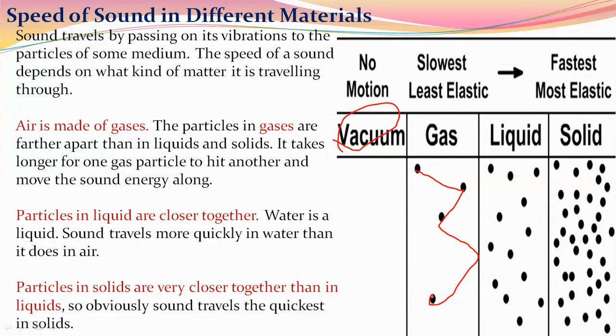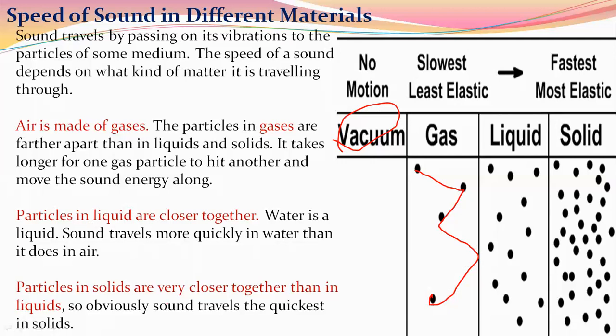traveling through that distance. If we see the particles in liquids, particles in liquids are closer together as compared to gas. So sound travels more quickly in liquids, especially in water, than it does in air. That's why for animals which produce sounds in the water, the sound is louder as compared to that produced in the air.